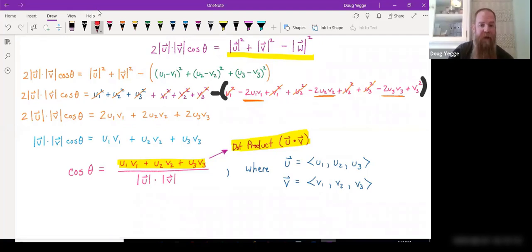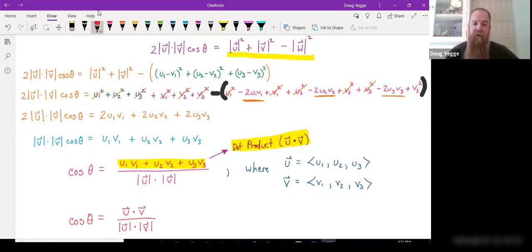So that means that we now have this new formula that says that cosine of an angle is equal to the dot product of two vectors divided by the magnitude of U times the magnitude of V. I'm going to state that in a slightly different way. The angle between two vectors can be found by saying that cosine of that angle is equal to the dot product divided by the product of the magnitudes. And there you have it.